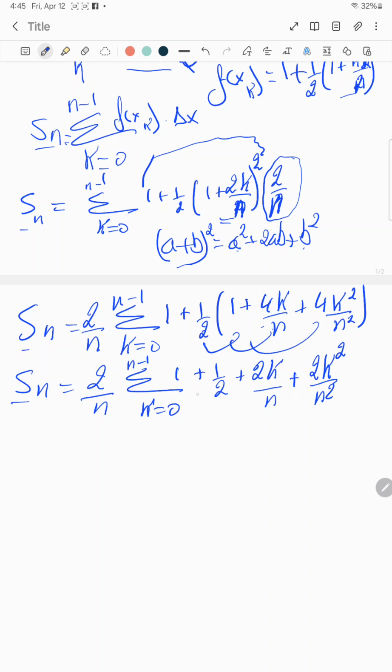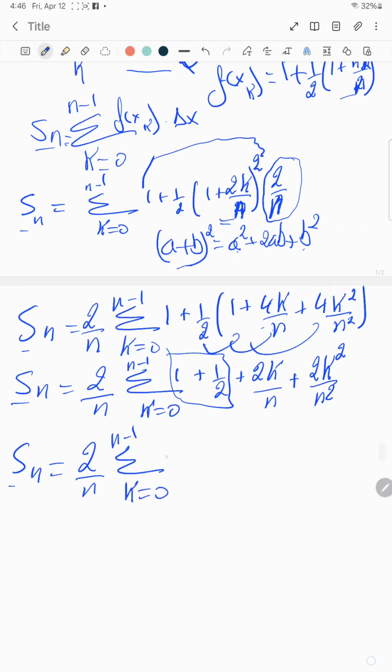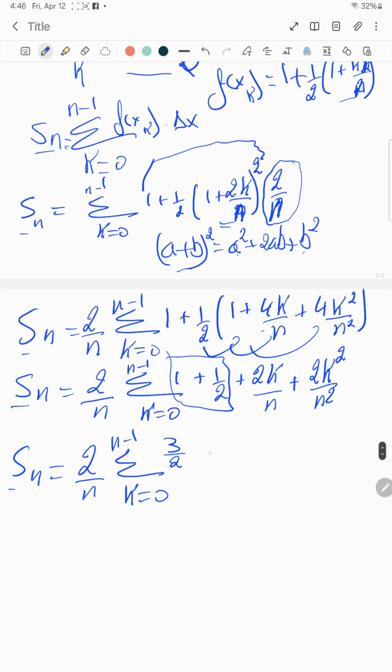Now, if I look, I find that 1 plus 1 half are constant. I can add them together. So S of n equals 2 over n, sum k equals 0 to n minus 1, of 1 plus 1 half, which is 3 over 2, plus 2k over n plus 2k squared over n squared. Now I know that 2 over n I have to multiply by the 3 terms inside.